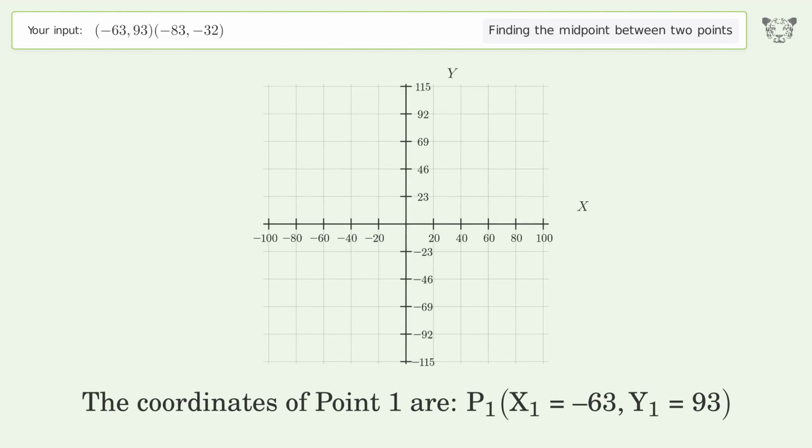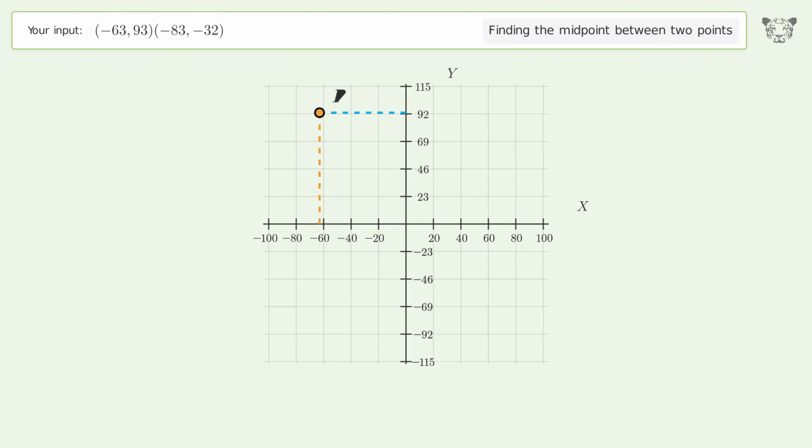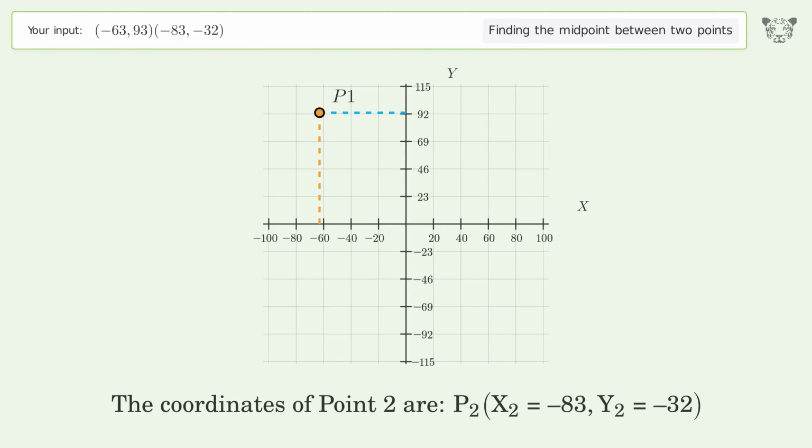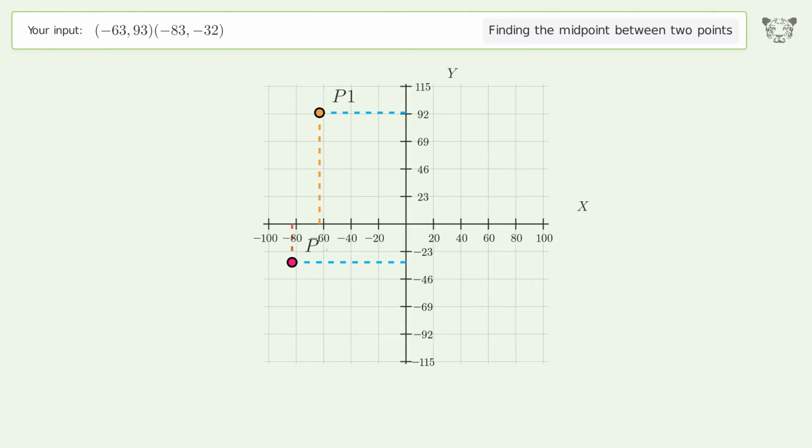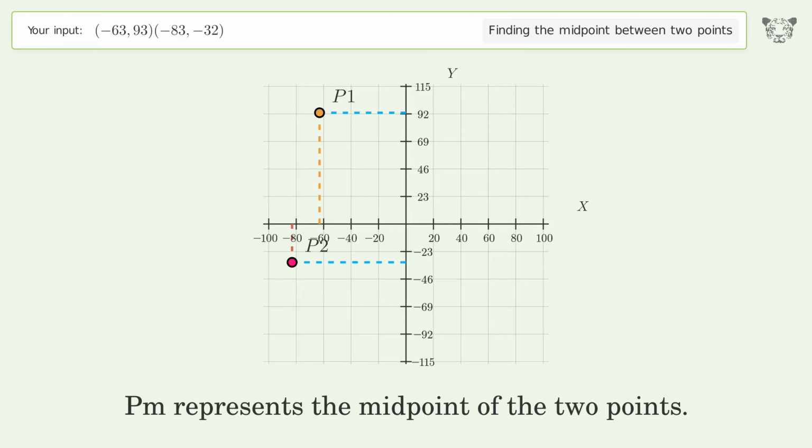The coordinates of point 1 are, x1 equals -63, y1 equals 93. The coordinates of point 2 are, x2 equals -83, y2 equals -32. PM represents the midpoint of the 2 points.